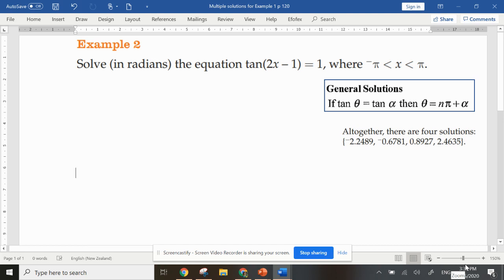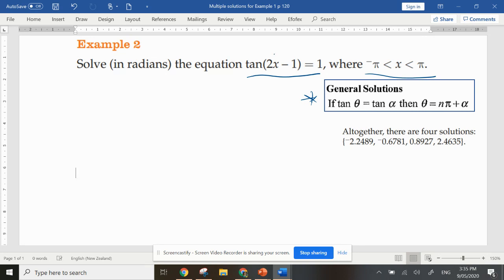We're going to example 2 on page 120 and solving a tan equation. Tan of 2x minus 1 equals 1, and we're doing it in radians between negative pi and pi. That's equivalent to negative 180 to 180 degrees. The first thing we do is that you need to be aware that we're going to do this method by the general solutions, and then we're going to find answers for those.